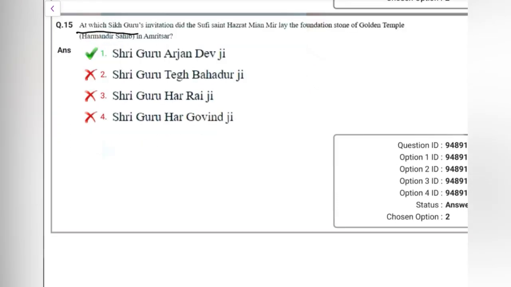At which Sikh Guru's invitation did the Sufi saint Hazrat Mian Mir lay the foundation stone of Golden Temple in Amritsar? Shri Guru Arjan Dev Ji. He was the first of the 2 Gurus martyred in the Sikh faith and the 5th of the 10 Sikh Gurus.